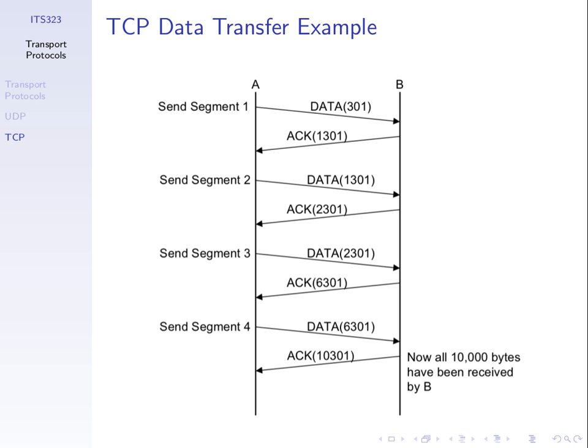So note the ACK number depends upon what the sequence number is, the first byte, and the length of the data in that segment. And then you can work out the ACK number. And from the perspective of B, TCP at the receiver delivers 300 bytes to the application.